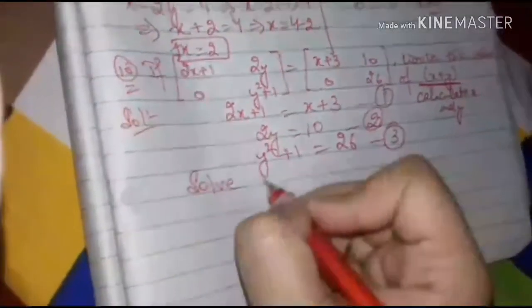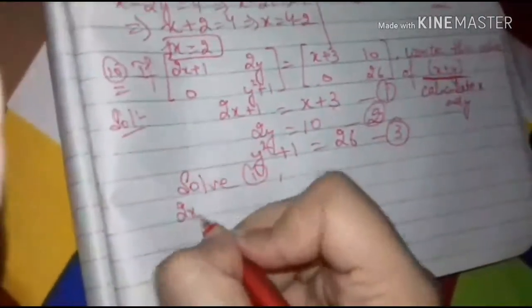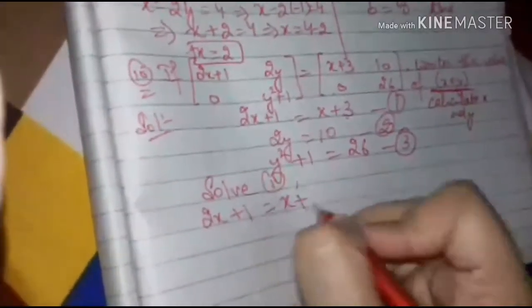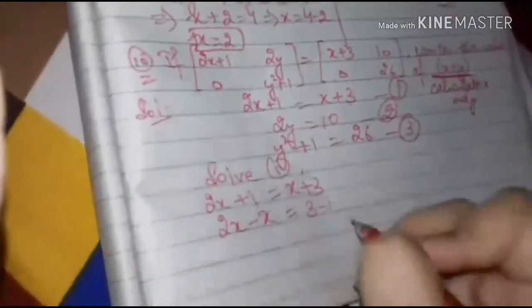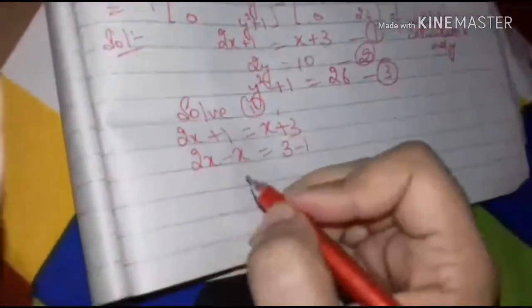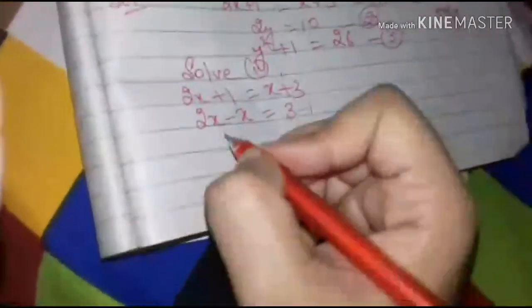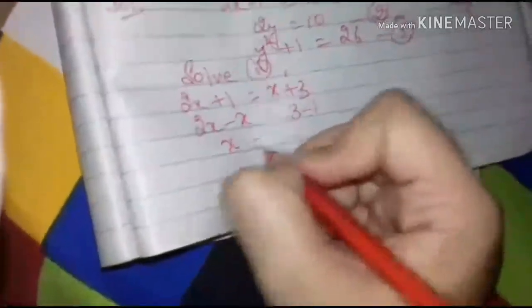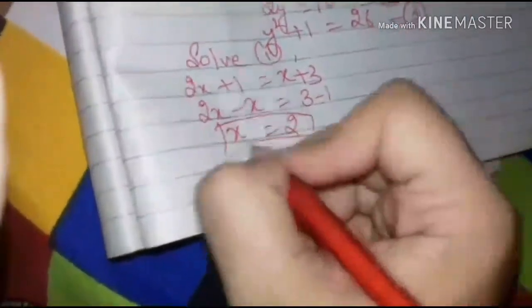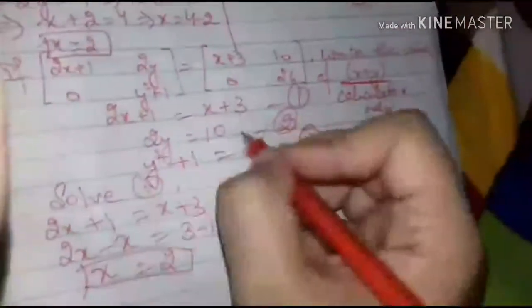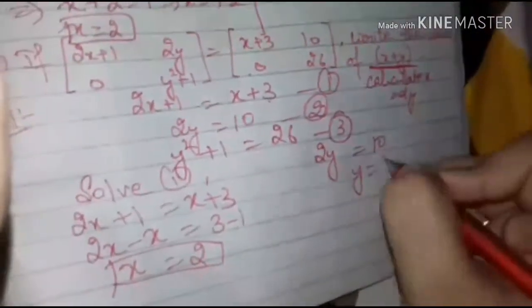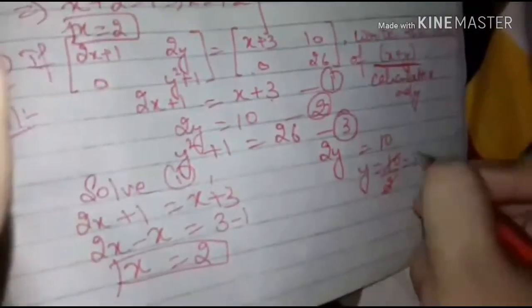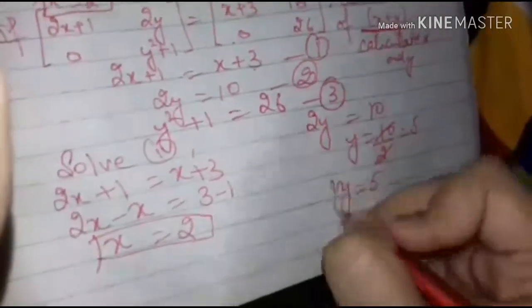So firstly solve equation first. 2x plus 1 is equal to x plus 3. Separating variables and constant terms, which will be equal to 2x minus x is equal to 3 minus 1. This will be equal to x, which is equal to 2. So x is equal to 2. Now solve equation second. 2y is equal to 10, y is equal to 10 upon 2, so y is equal to 5.